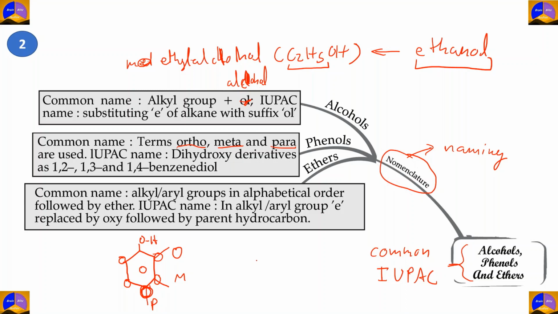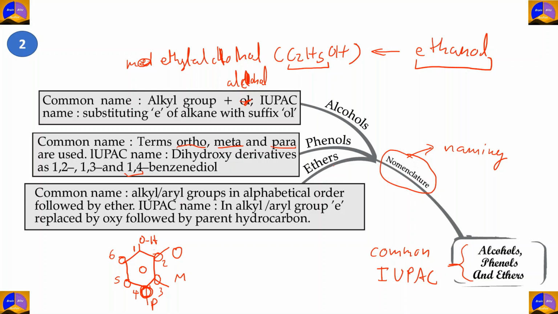However, in the IUPAC name, we use the number 1 to denote the point where the functional group is attached, and then we mark the others based on that reference. So 1, 2, 3, 4, 5, 6. If it's ortho, it will be 2 or 6. Meta means 3 or 5, and para means 4. So dihydroxy derivatives in IUPAC naming are known as benzenediols. If they are ortho, it's 1,2. If it's meta, it's 1,3. And if it's para, it's 1,4.